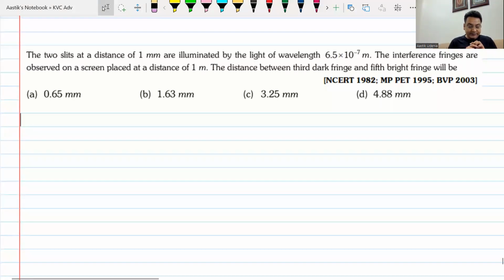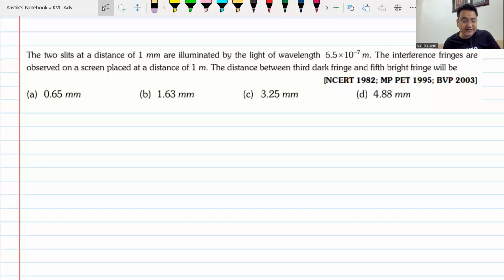This one is the next one. Two slits at a distance of 1 mm, as I told you, 99% of the cases, are illuminated by a light of wavelength this. The interference fringes are observed on a screen at a distance of 1 meter. I told you, 99% cases. What is the distance between the third dark fringe and the fifth bright fringe? You have 2 minutes to give me the answer. Sir, it is option B and that is correct.